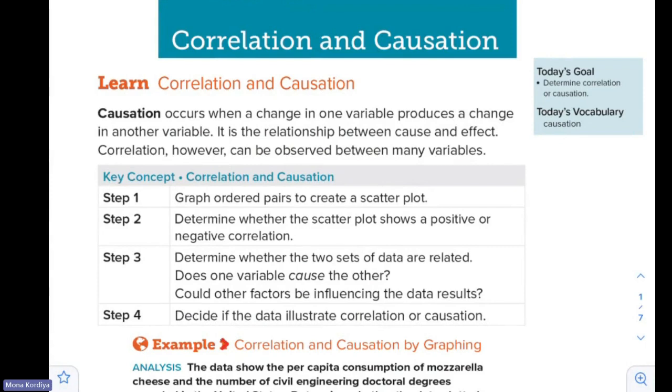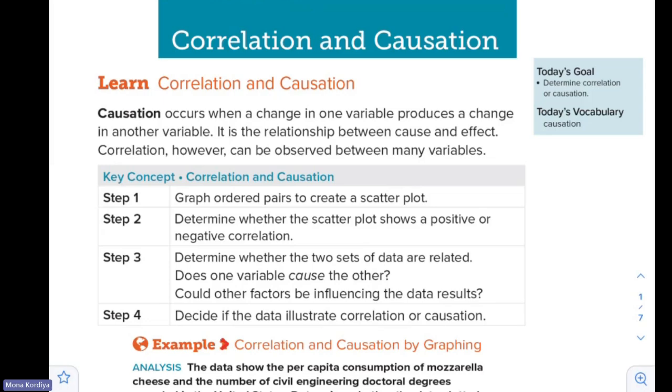So what's the meaning of causation? Causation occurs when a change in one variable produces a change in another variable. Produces or causes, that's why the word is causation. It can cause a change in another variable, or it cannot be the cause of a change in the other variable. So it is the relationship between the cause and effect. Correlation, however, can be observed between many variables.